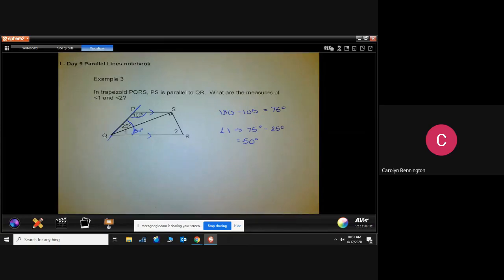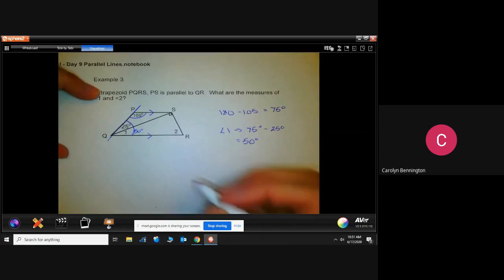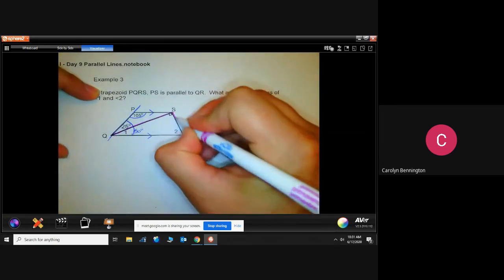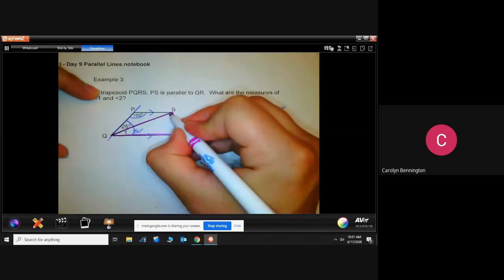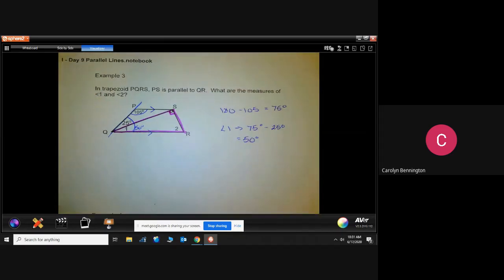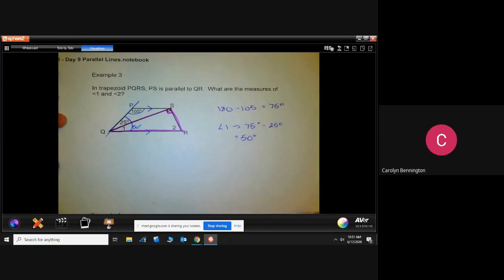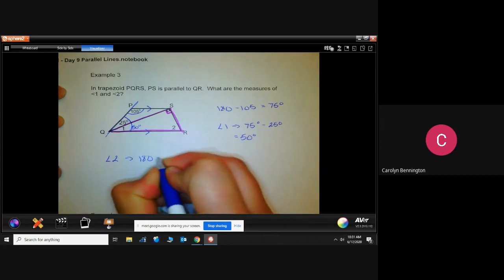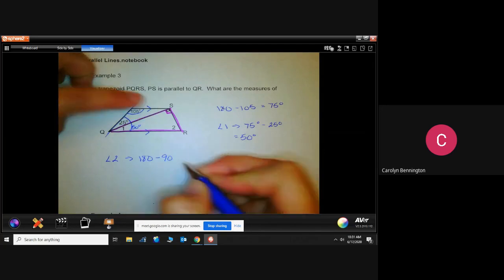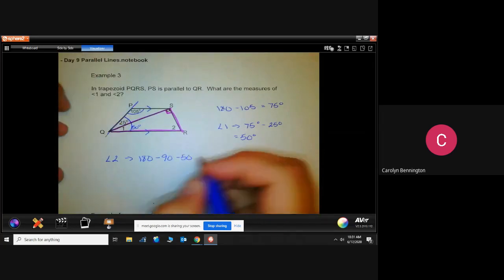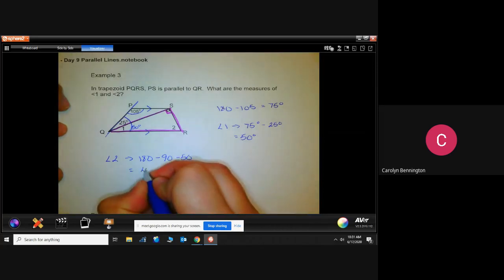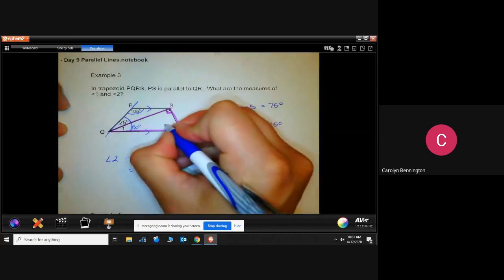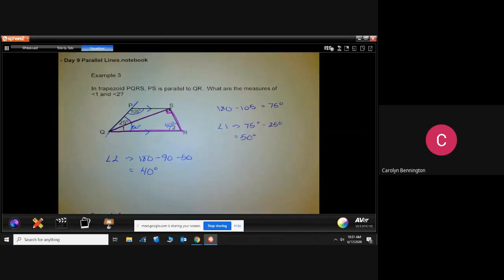So for angle 2, we are going to focus on this triangle that's at the bottom, and we know it's a right triangle. And we also know that one of the angles is 50 degrees. So if you remember the information about a triangle, all 3 angles need to add up to 180 degrees. So for angle 2, we're going to start with our 180. We're going to subtract the 90 degrees and subtract the 50 degrees. When we do that, we'll end up with an angle of 40 degrees. So angle 2 is 40 degrees.